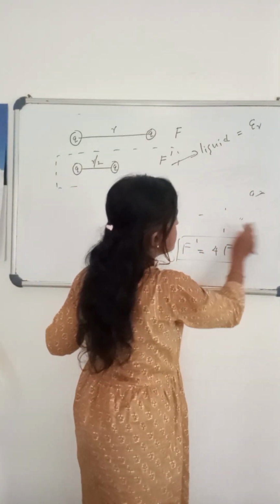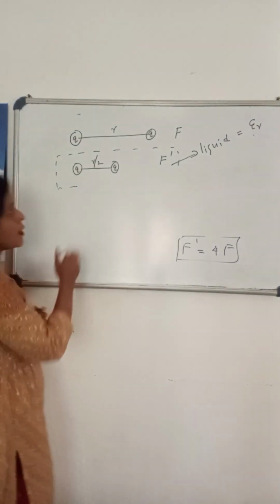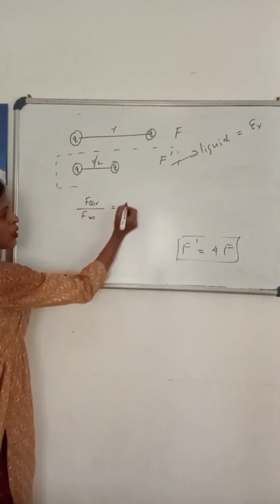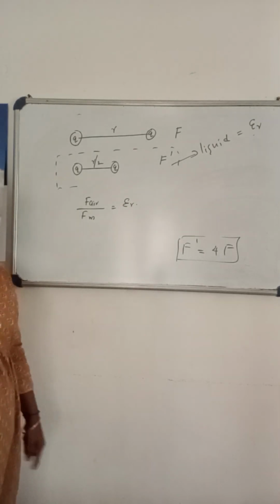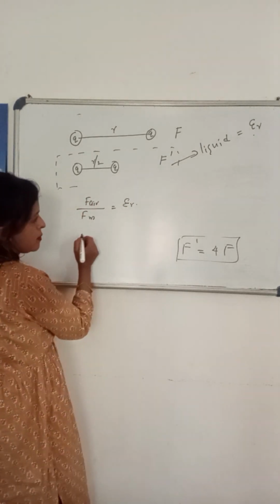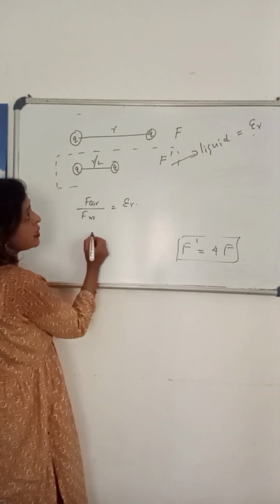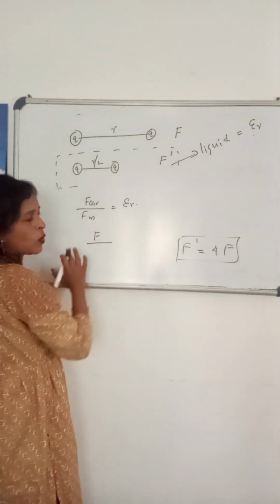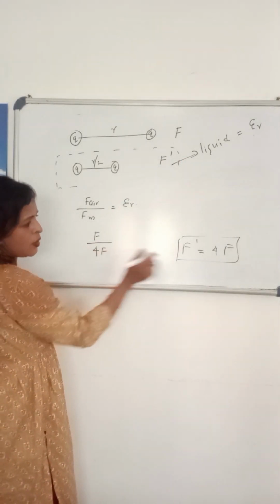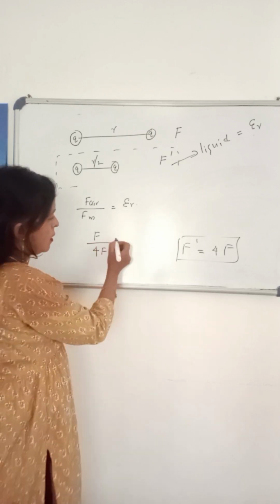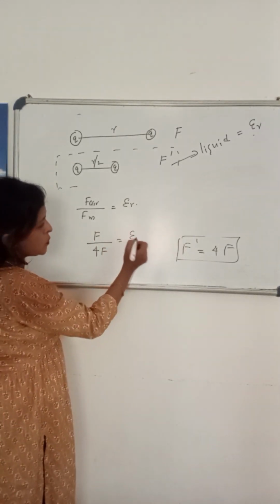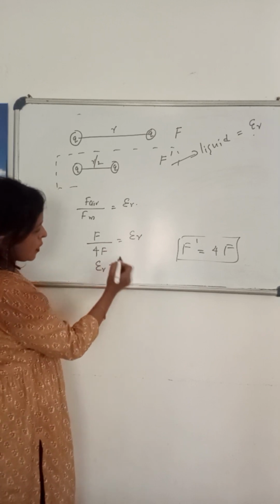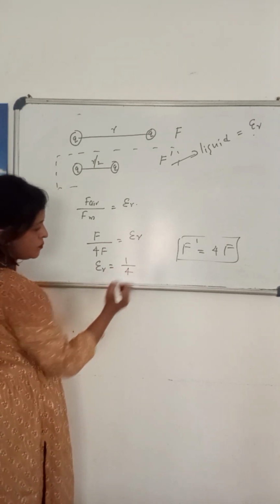We know that F air divided by F medium is equal to epsilon r. F air is F. Suppose this is 4F. We got it as 4F. So F by 4F is epsilon r. Then what is epsilon r? Epsilon r is 1 by 4.